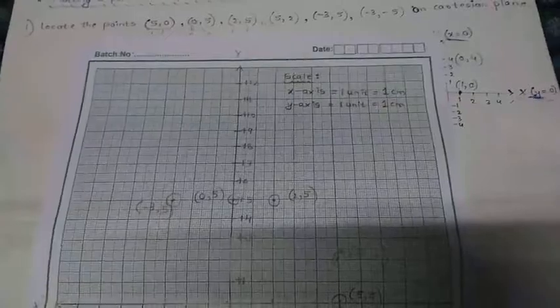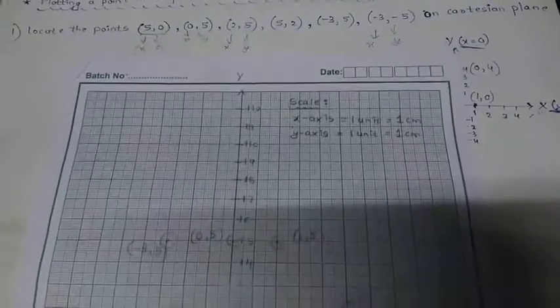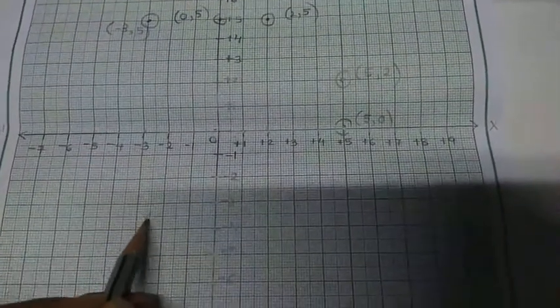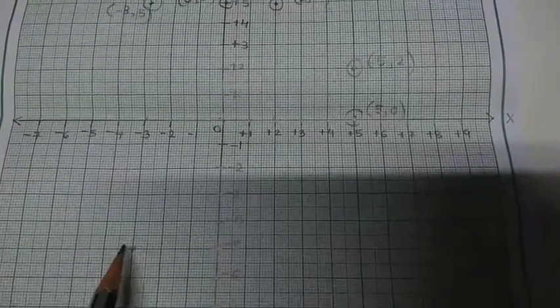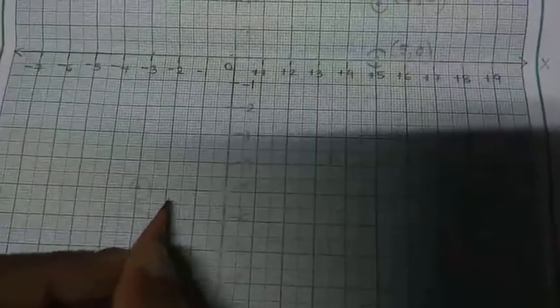And again, the last coordinate, that is minus 3, minus 5. Since both the x coordinate and the y coordinate are negative here, x equals minus 3 and y equals minus 5. So x is equal to -3, and since the y coordinate is -5, you have to go below 5 points: 1, 2, 3, 4, 5. So -3, -5 is this particular point. You have to name it -3, -5.